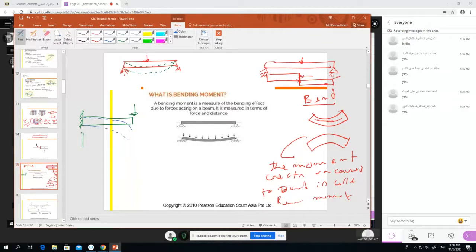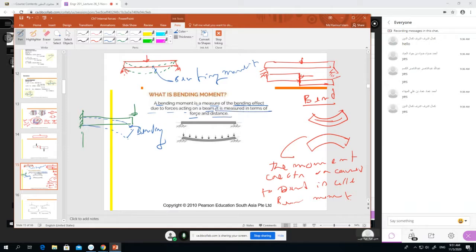Okay. So it is due to the bending, right? It is a bending, something bending. This is also bending, right? Now what creates it is the moment creating the bending, which is called bending moment. A bending moment is a measure of bending effect, as I told you, due to the forces acting on a beam. It is measured in terms of force and distance.